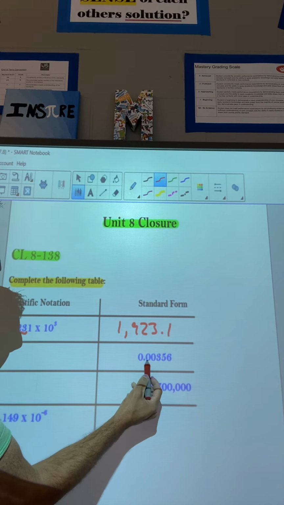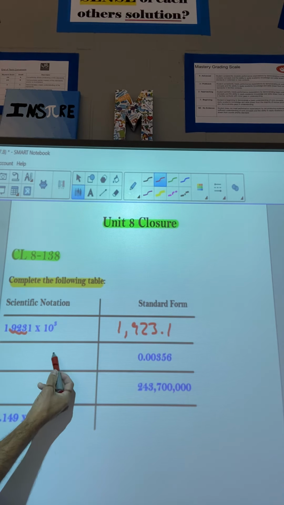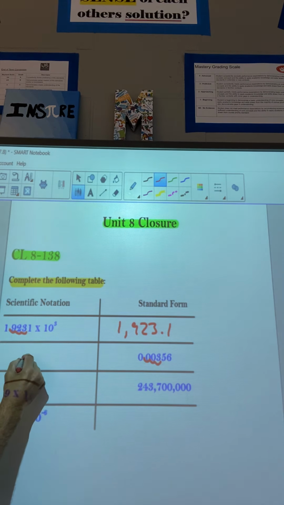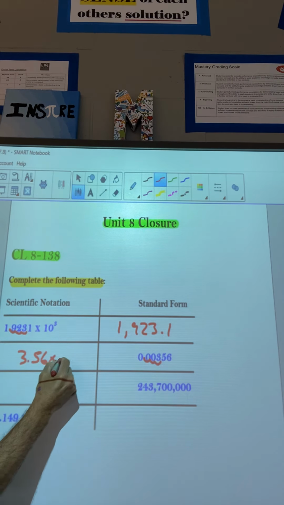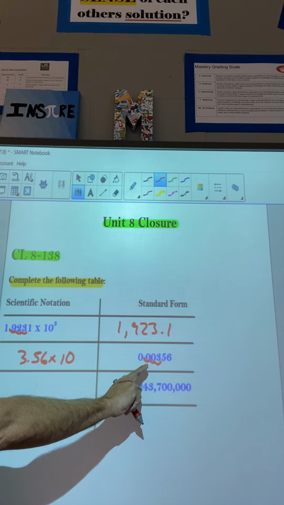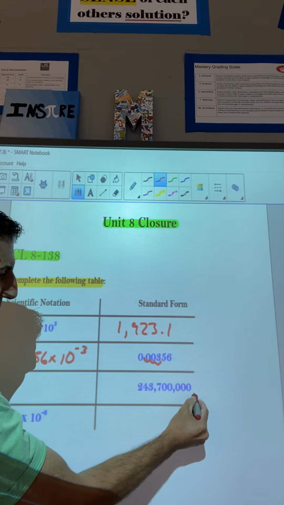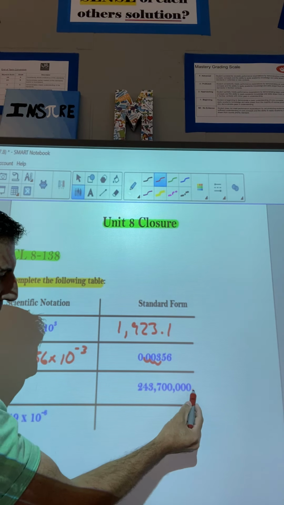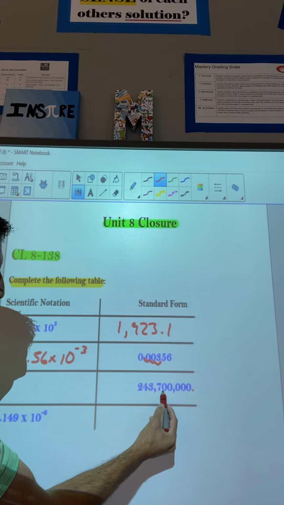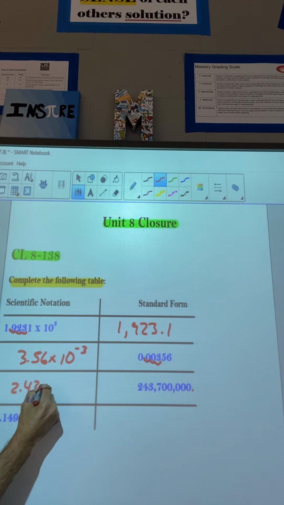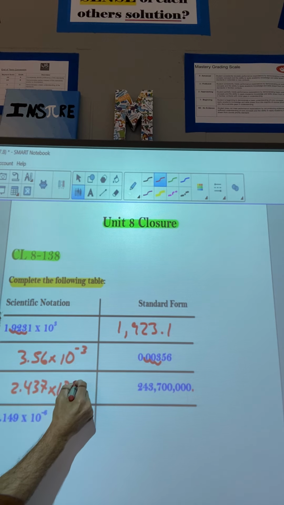Here, we need to put it into scientific notation, so we have to move this 1, 2, 3 places. So 3.56 times 10. Now remember, really tiny number, that's a negative exponent. And we moved it 3 places, so 10 to the negative 3rd. Here, our decimal's at the end. We move it over 1, 2, 3, 4, 5, 6, 7, 8. So I have 2.437 times 10 to the 8th power.